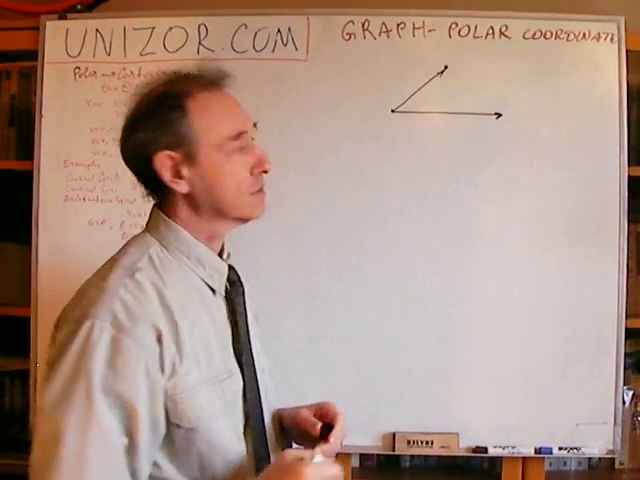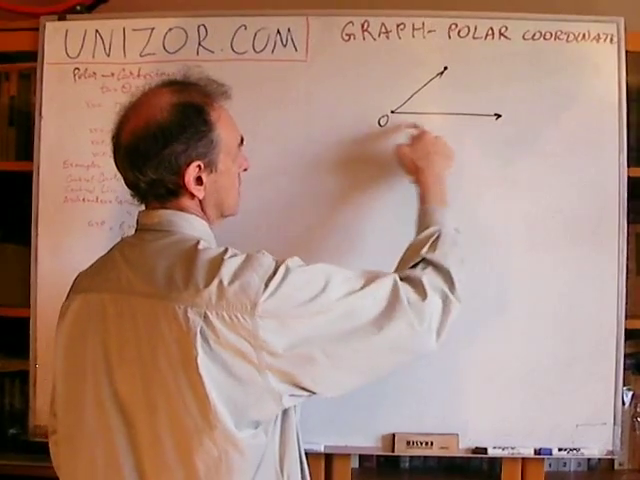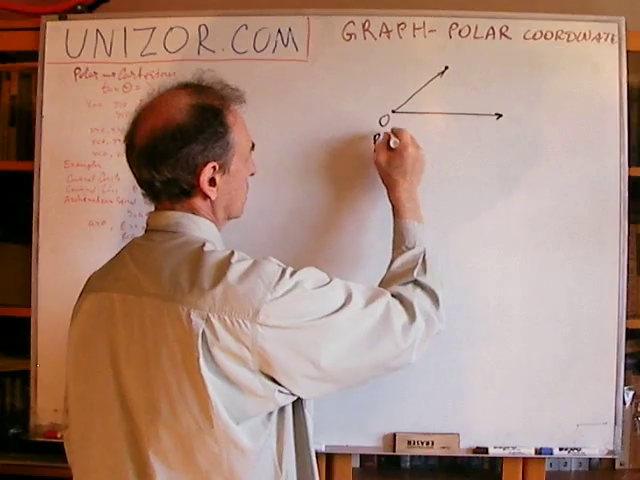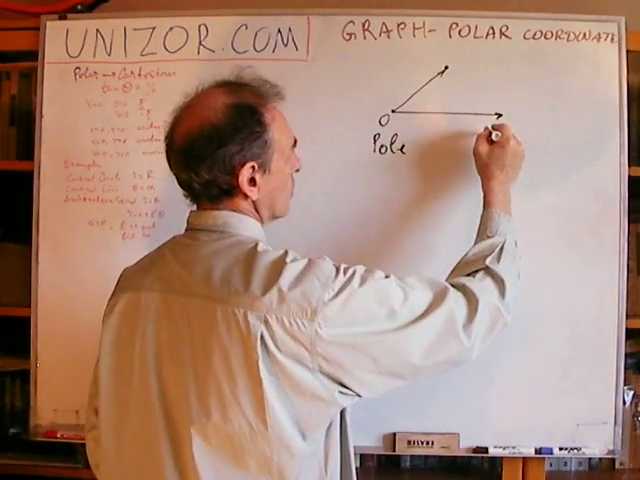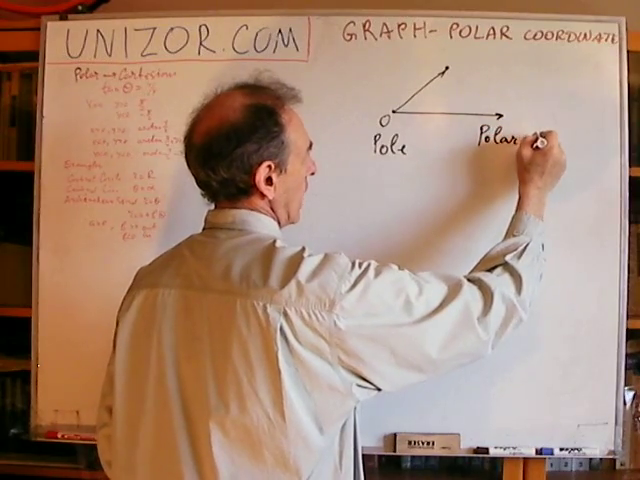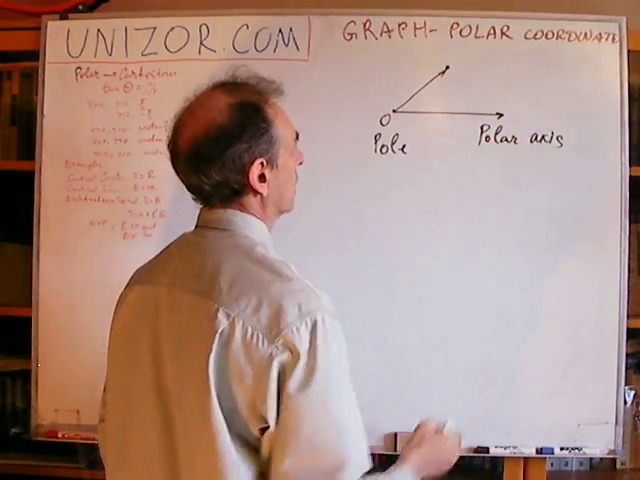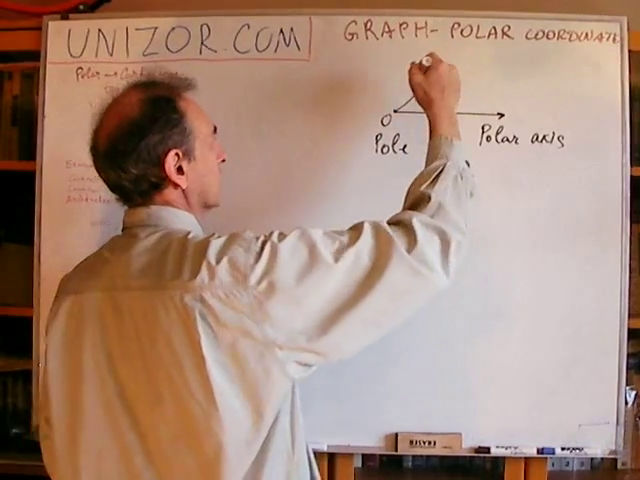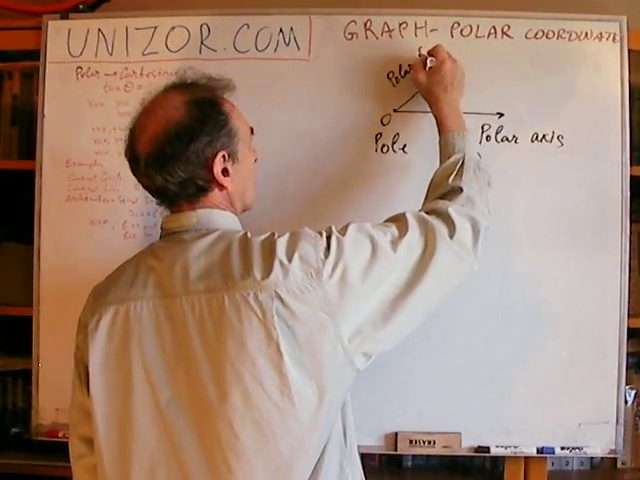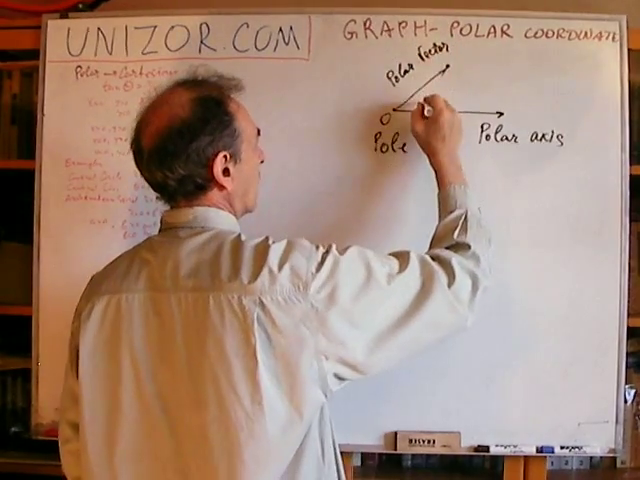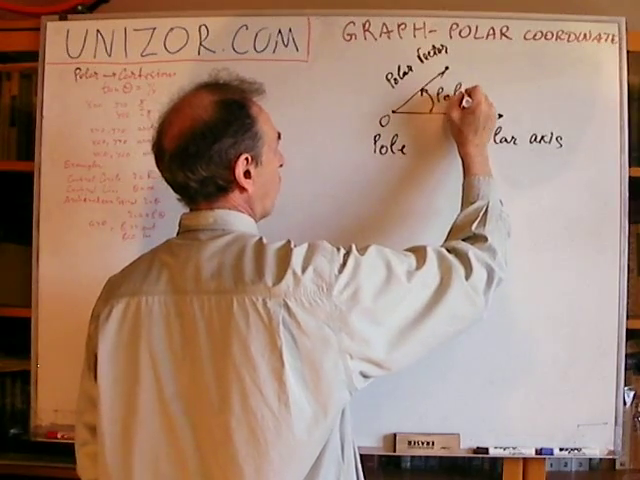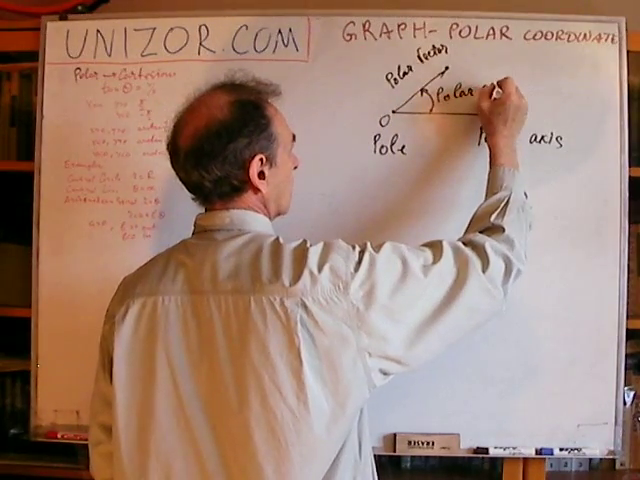vector to this point. So, this is called pole, this point O. This is called polar axis. This, I'm not sure, but it can be called a polar vector, if you wish. And this angle can be called polar angle.